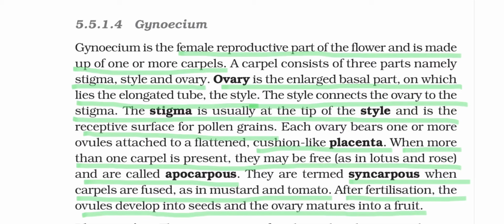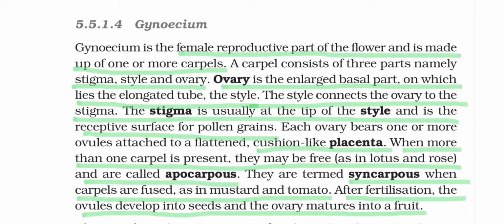Let us see. A carpel consists of three parts. They are stigma, style and ovary. The ovary is generally an enlarged structure which is present at the base. So it is a basal part, and on it the elongated tube-like structure is present, which is known as style.